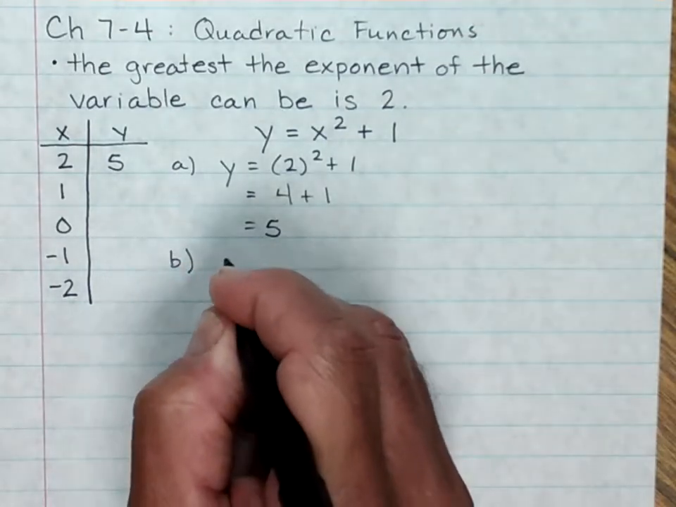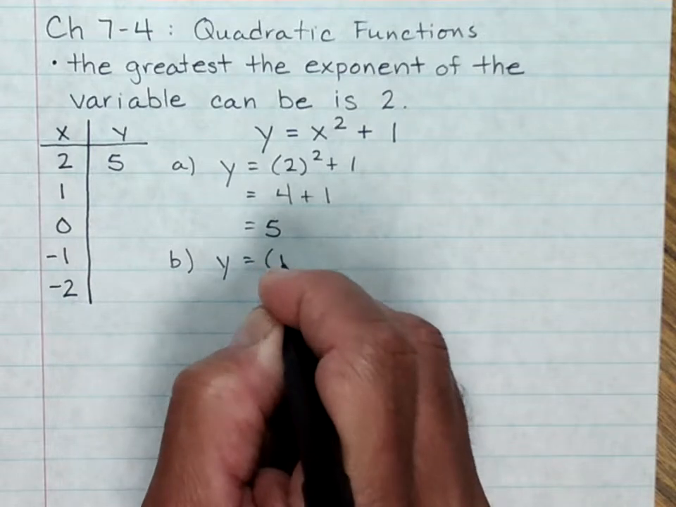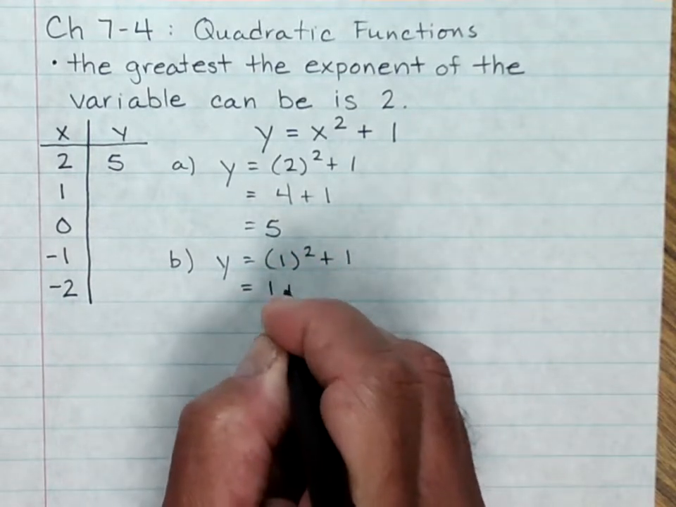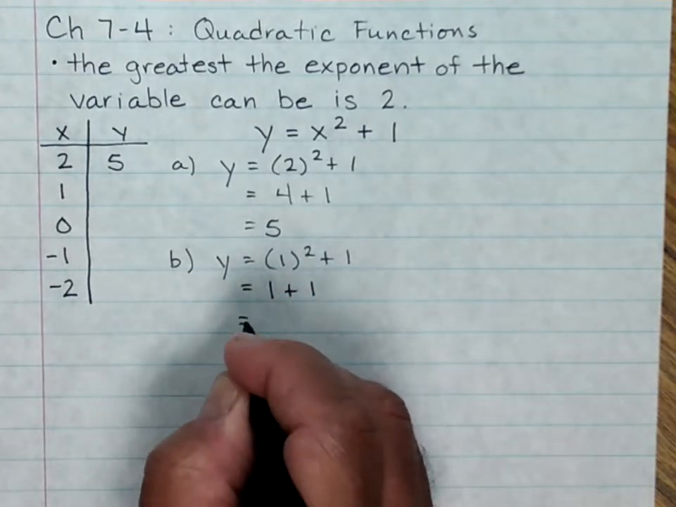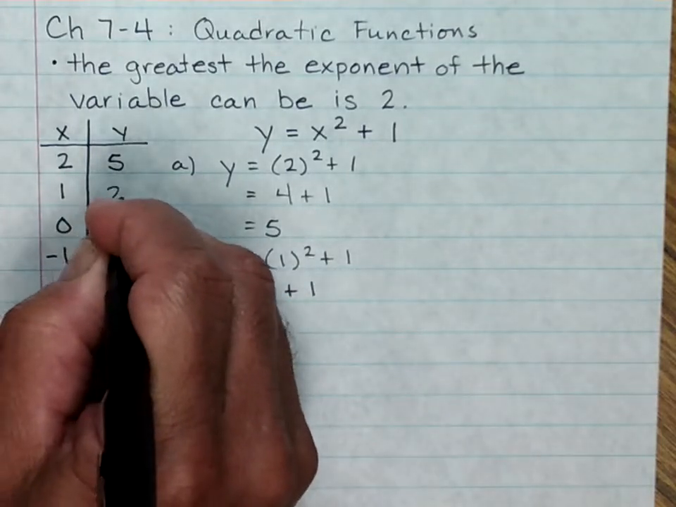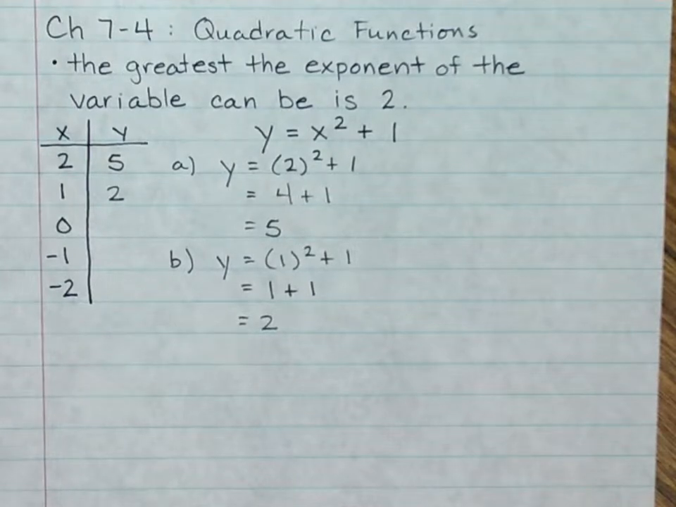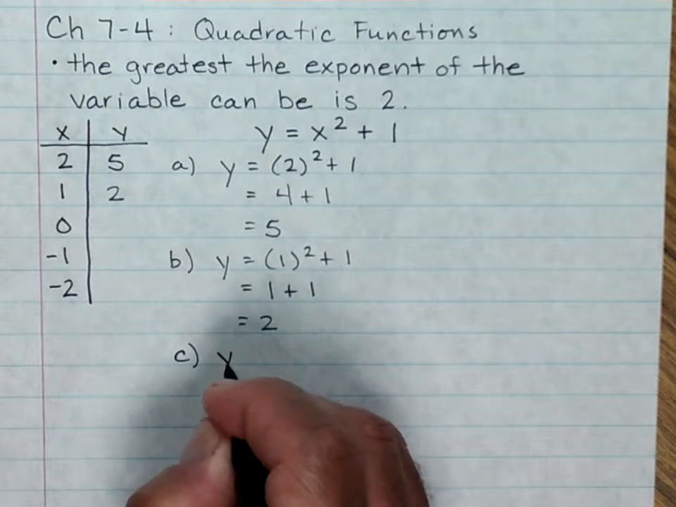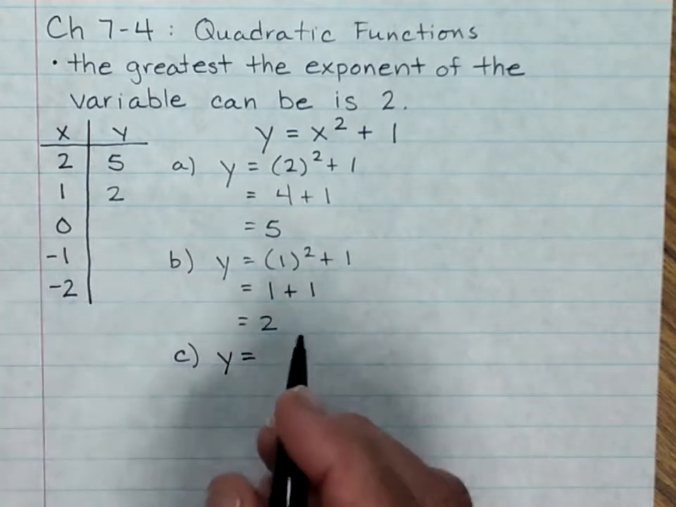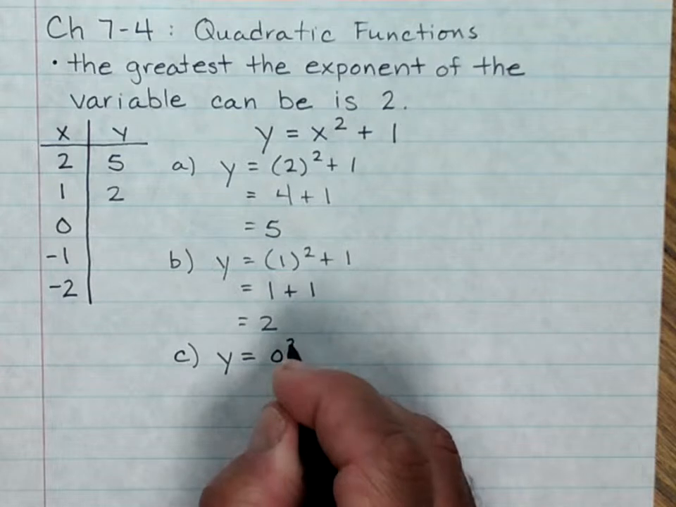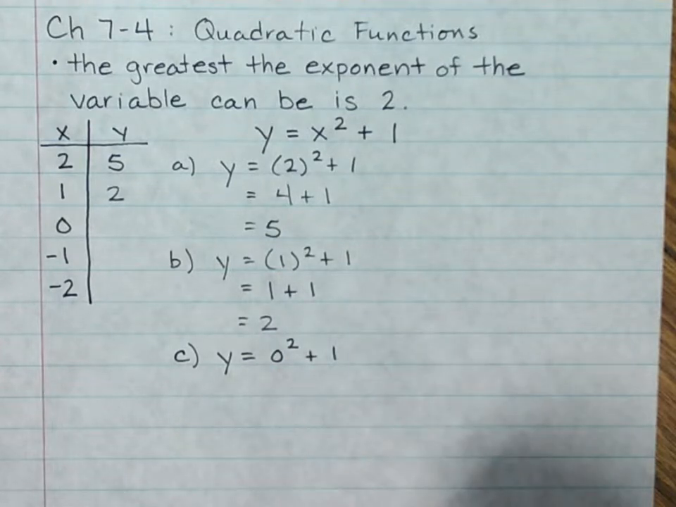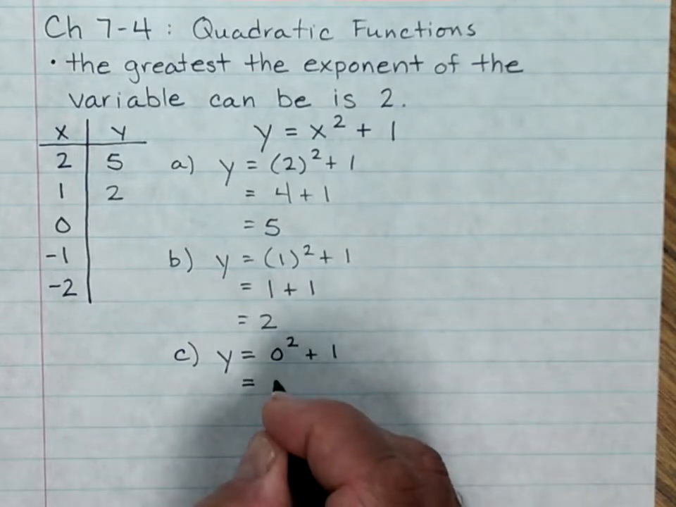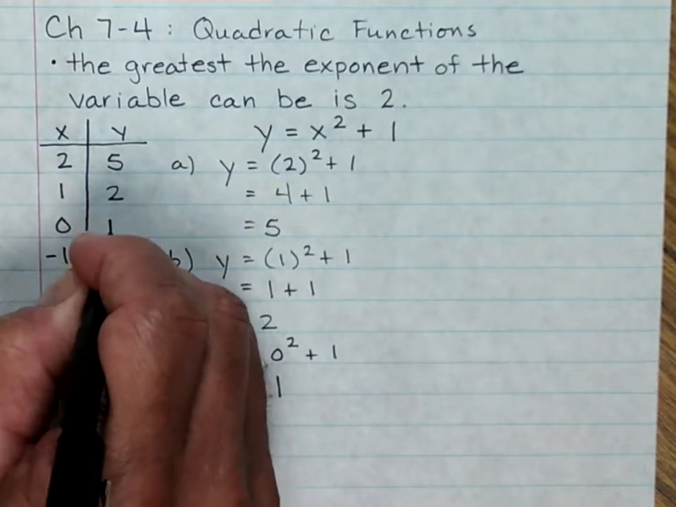Here we go for 1. y is equal to the quantity 1 squared plus 1. 1 squared is 1. 1 plus 1 is 2. We're just basically practicing fundamentals. y is equal to, this time we're putting 0. I think we can say that we know that 0 squared is 0, 0 plus 1 is 1. So we're just going to jump to that one.